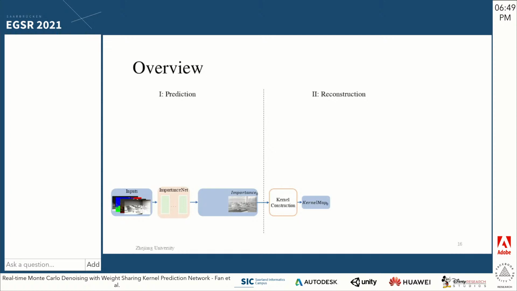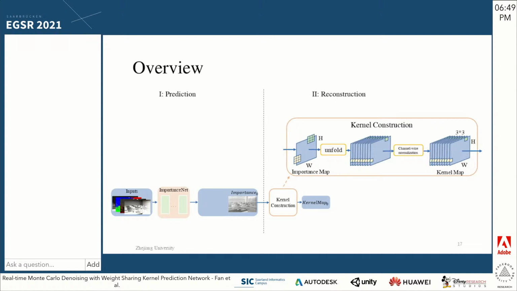Our kernel construction module includes two operations, unfolding and normalization. The unfolding operation expands the single-channel importance map to a full-rank kernel map by extracting the neighboring elements from the kernel map for each pixel. This is where our name weight sharing comes from. Then we use a channel-wise softmax function to normalize the kernel map, making the filtering kernels energy-preserving.